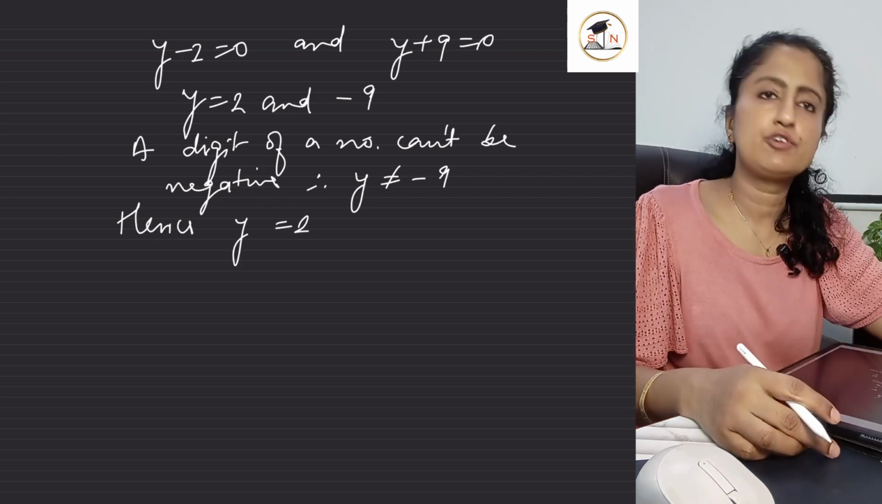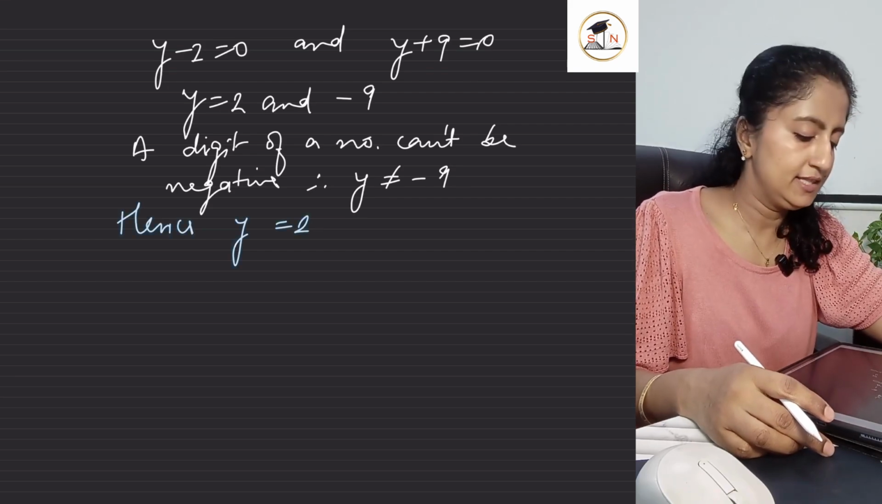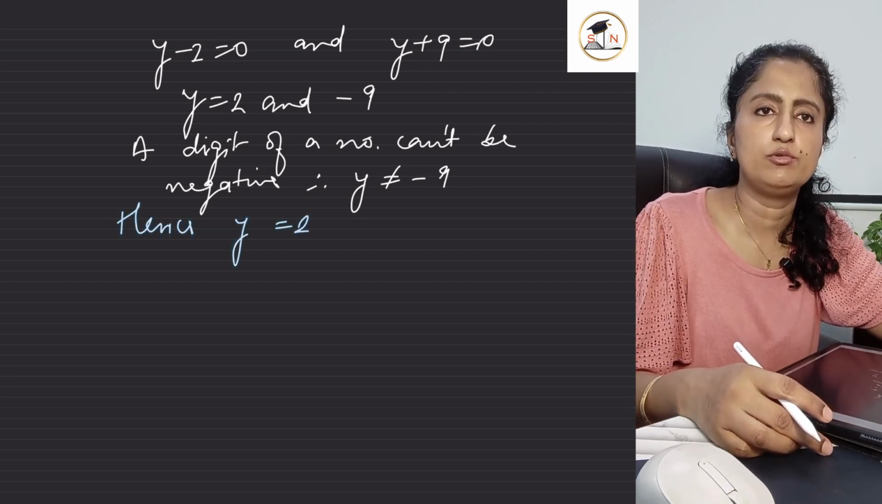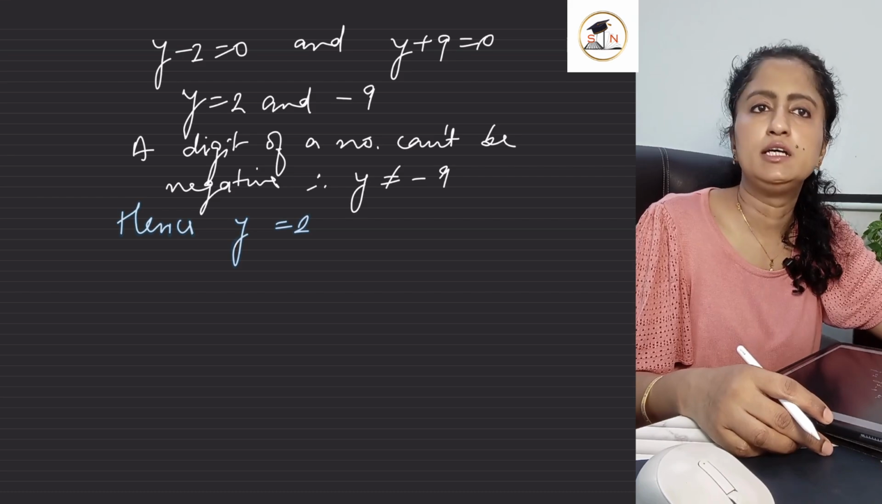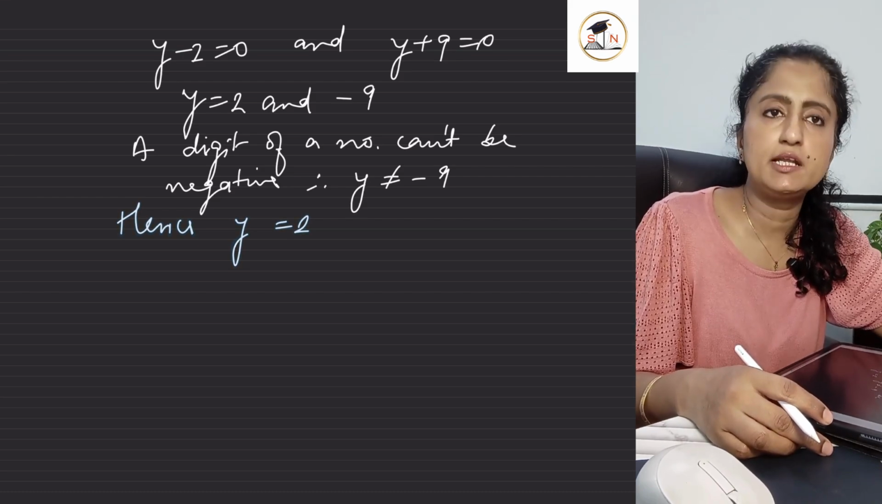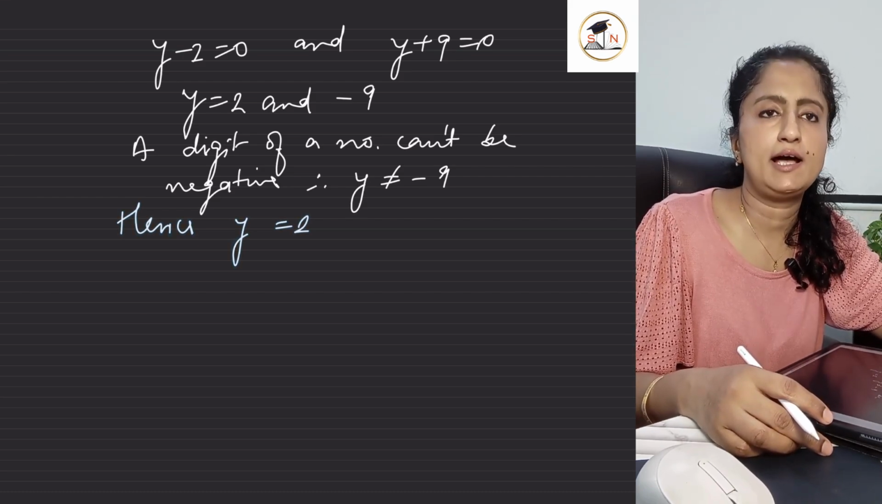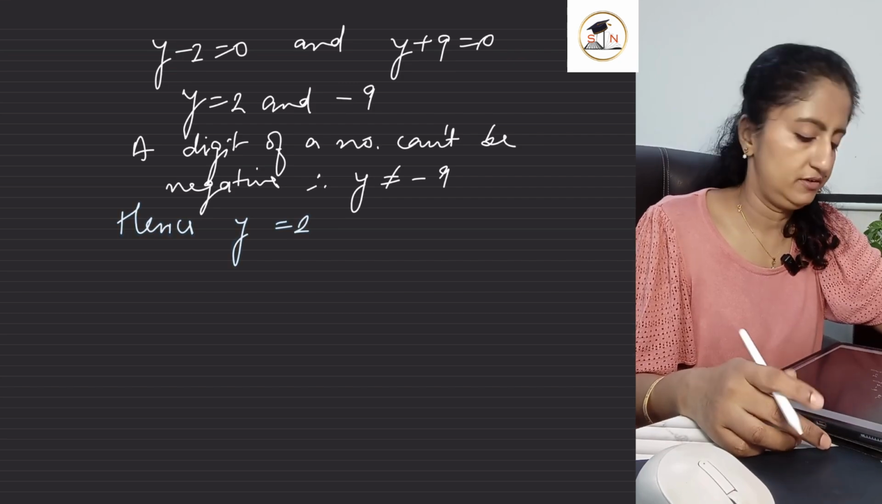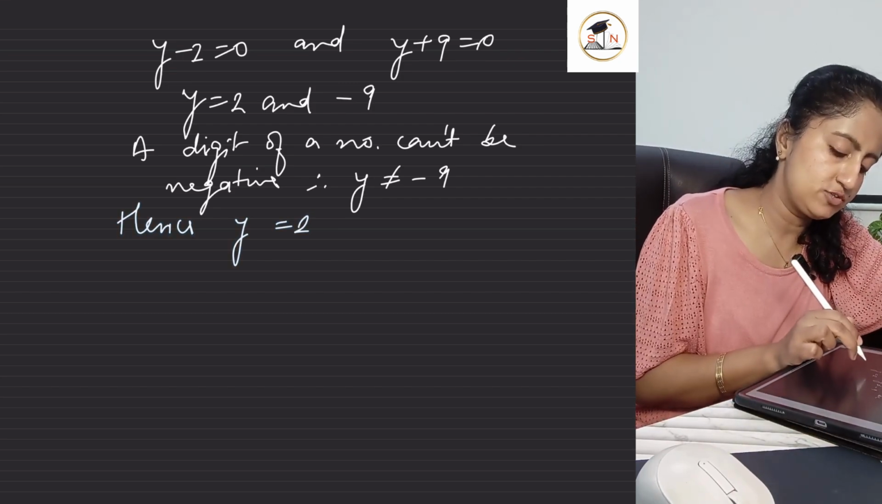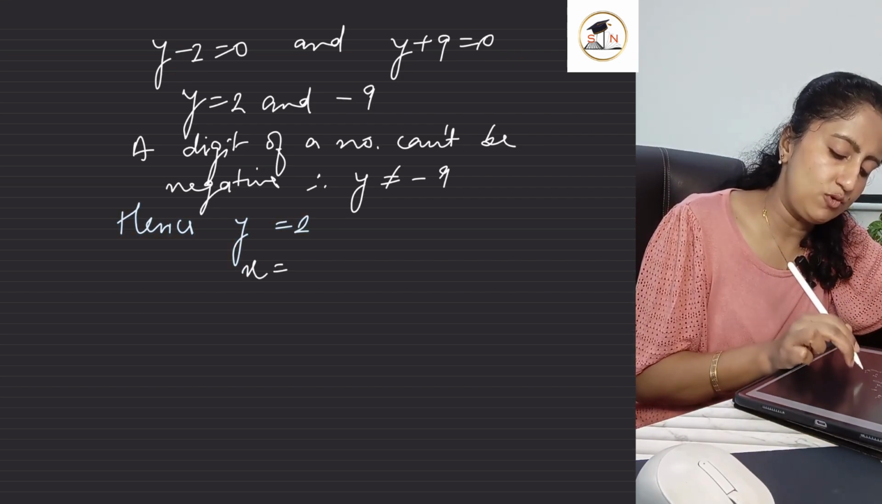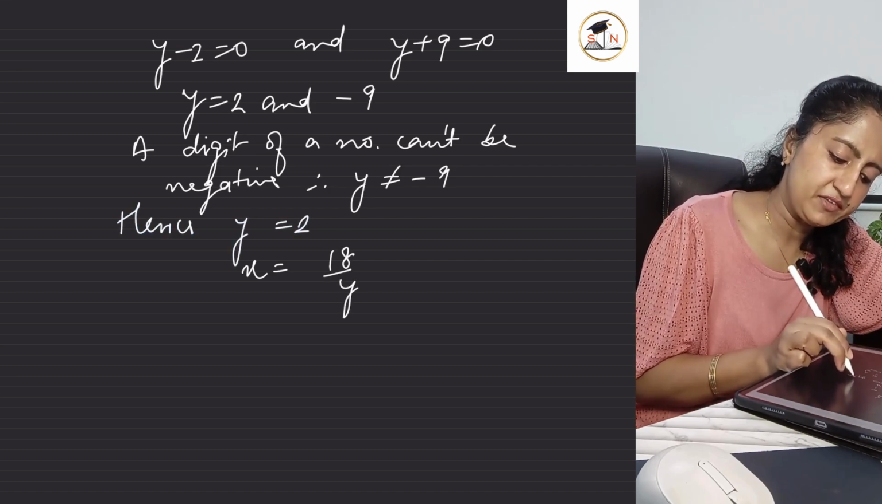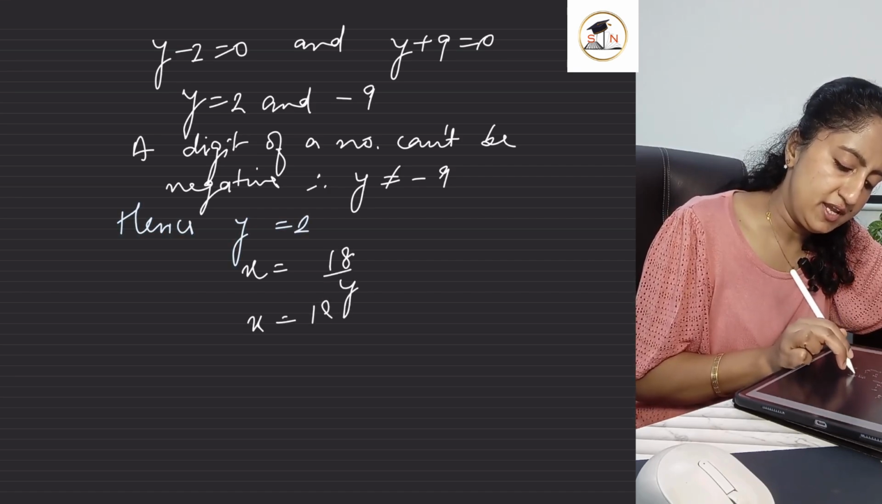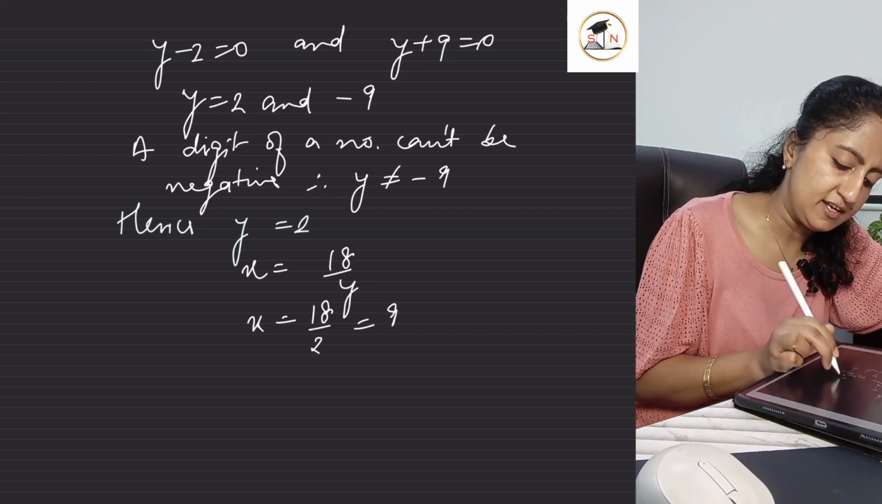See, in the previous question also we had to reject a value. In this question also we had to reject a value. And every time I'm writing a reason. So it is compulsory, when you are rejecting a value, there has to be a valid reason along with it, right? Now y is 2. So what is going to be x? x was 18 upon y, right? So x equals 18 upon 2, which is 9.